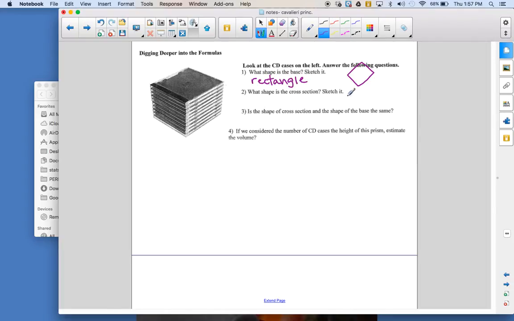What shape would the cross section be? Well, the cross section, which has to be parallel to the base, is going to be identical to the base. So I'll write same as base.